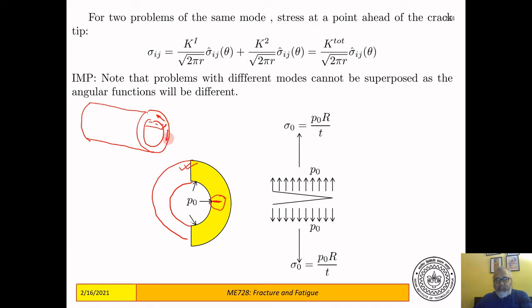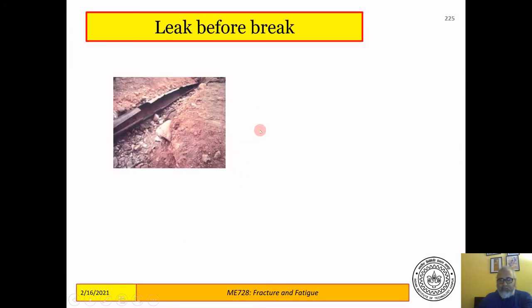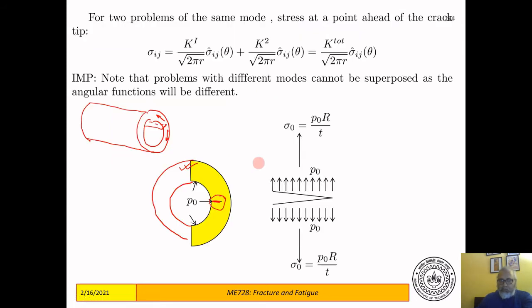There's a hoop stress sigma theta theta, and that sigma theta theta is P naught R by T if this is a thin cylinder. So in the region around the crack, there's a hoop stress here, which is the remote stress of the crack, and that is what is shown here. So the crack is opened by this hoop stress that acts because of the pressure inside.